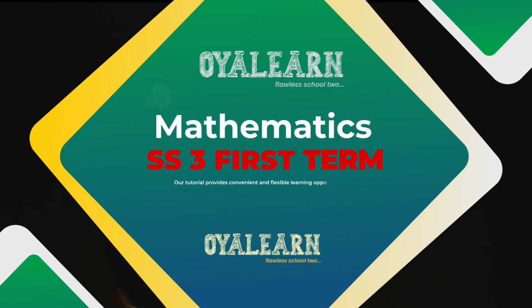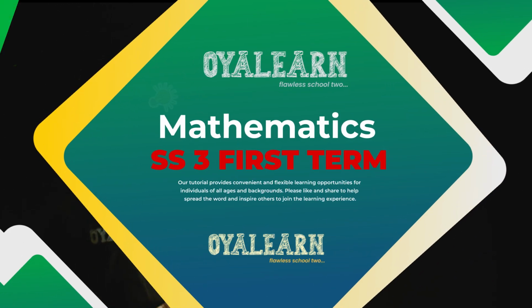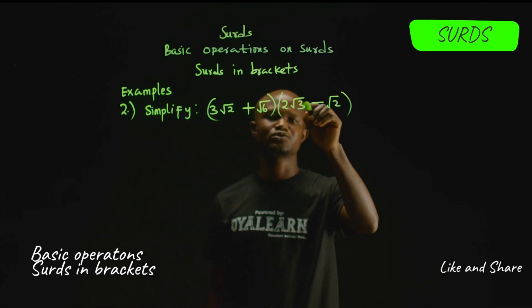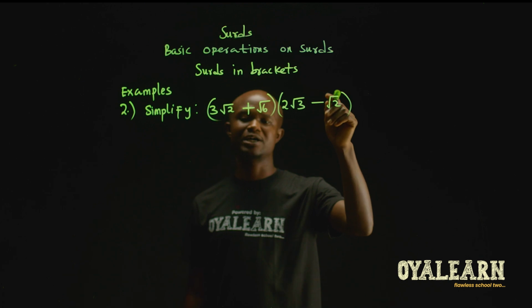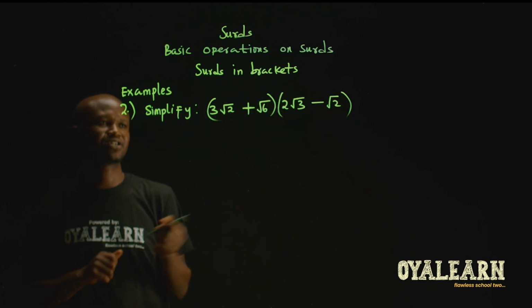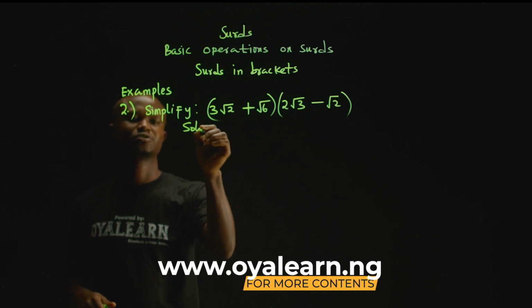Simplify (3√2 + √6)(2√3 − √2). That is the product. We have to simplify that. Solution.